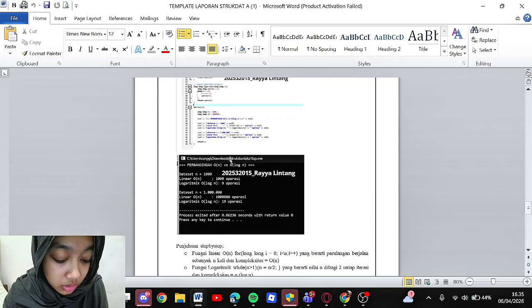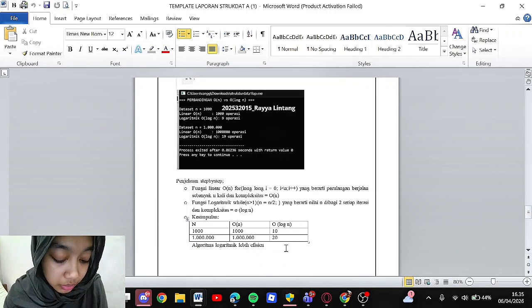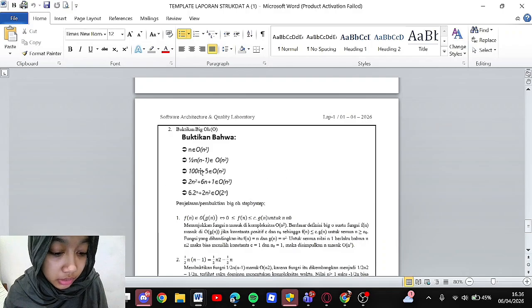The second function represents a logarithmic algorithm. Instead of iterating through all elements, this function repeatedly divides the input value by 2 until the value becomes 1. This approach significantly reduces the number of operations. Even if the input size becomes very large, the number of operations increases very slowly. This is why logarithmic complexity is considered more efficient than linear complexity. Next, we move to the second practicum.